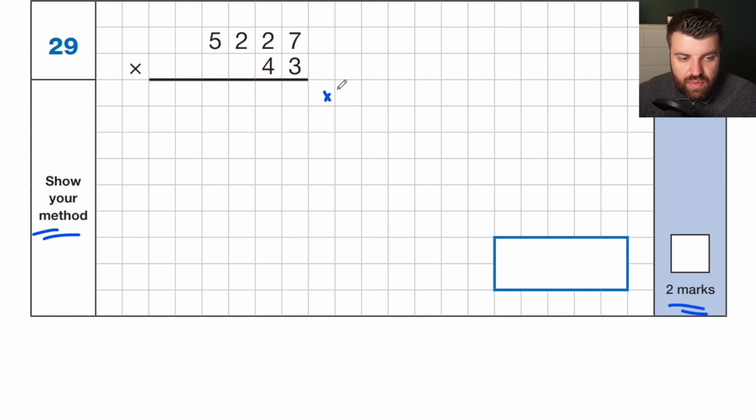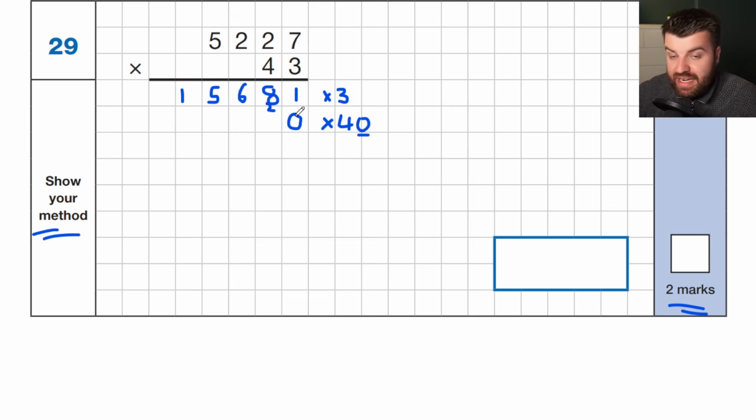So like earlier, when we're multiplying by 43, we're actually multiplying by 3 and multiplying by 40. Let's start off by multiplying by 3. 3 times 7 is 21. 3 times 2 is 6, plus the 2 is 8. 3 times 2 is 6, and 3 times 5 is 15. Now, I'm not multiplying by 40 really. I'm actually going to be multiplying by 4.